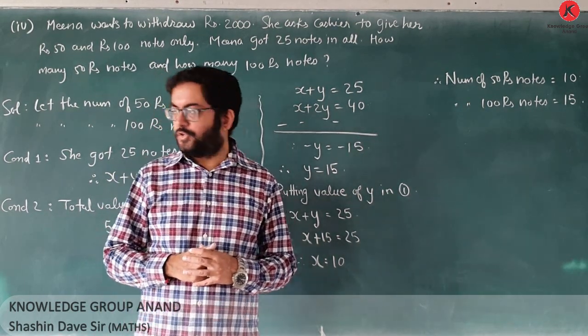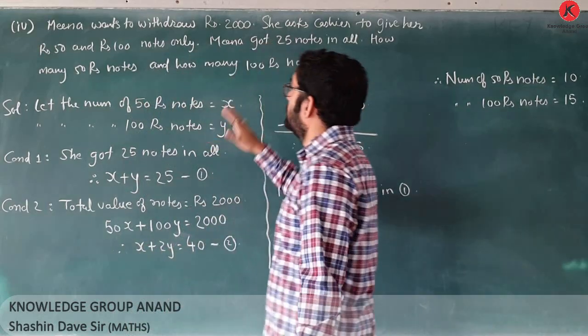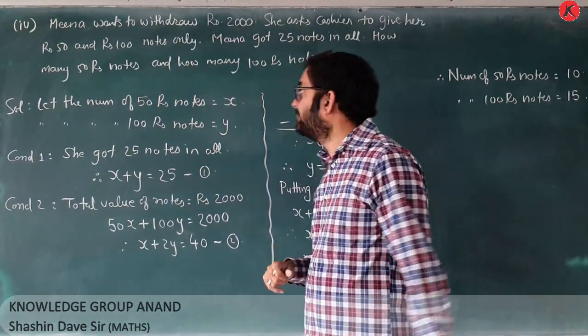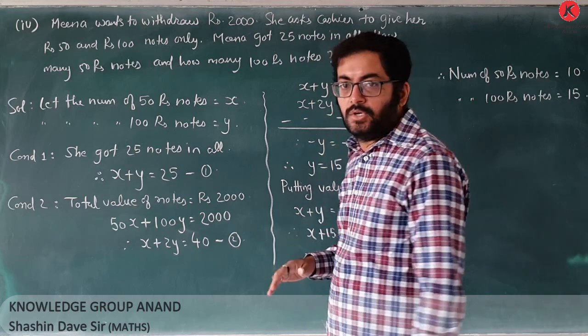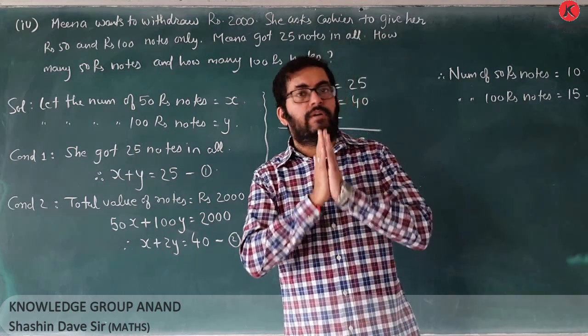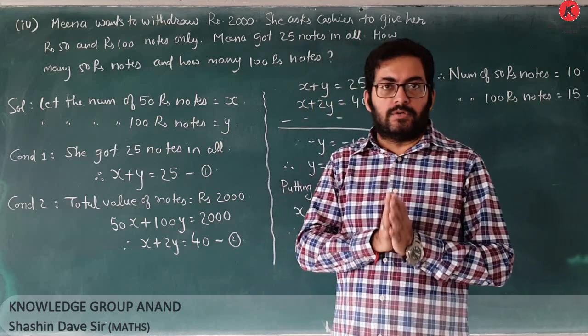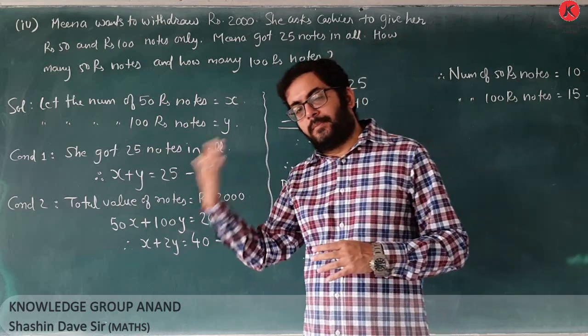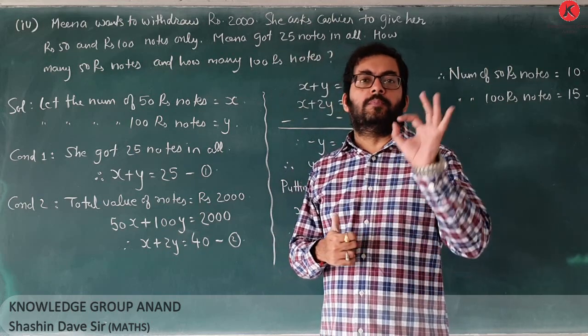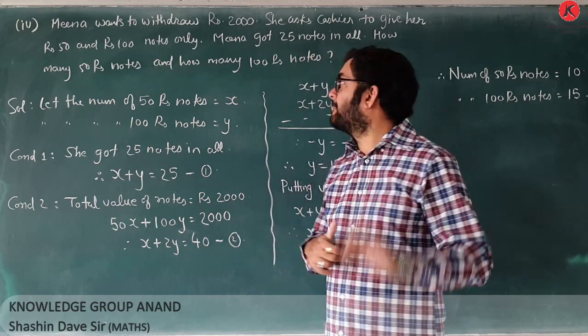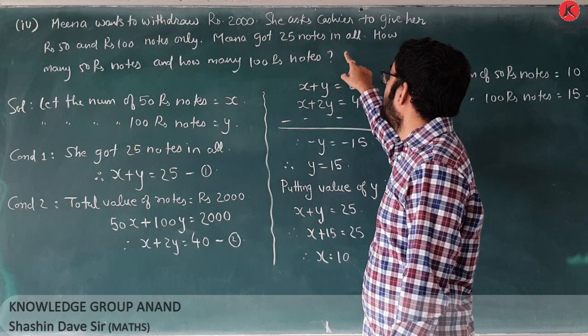Okay, now the next question. Meena wants to withdraw 2000 rupees from a bank. She asked the cashier to give her rupees 50 and 100 notes only. So Meena wants to withdraw a total amount of 2000 rupees. She goes to the bank and requests the cashier to give her only rupees 50 and rupees 100 notes. Meena got 25 notes in all.